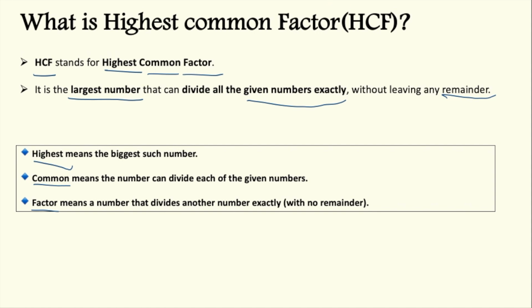So when we put it all together, the HCF is the largest number that can divide all the given numbers exactly without leaving any remainder. So that's the idea. It's not about memorizing a formula, it's about understanding what we are really doing. We're just looking for the biggest number that all given numbers agree with, a number that goes perfectly into each one of them.